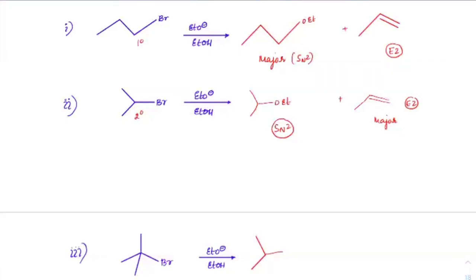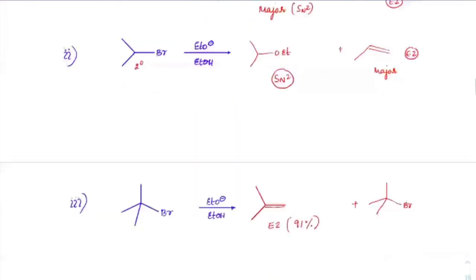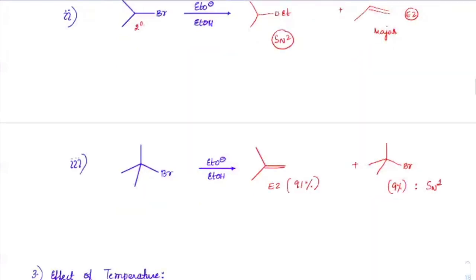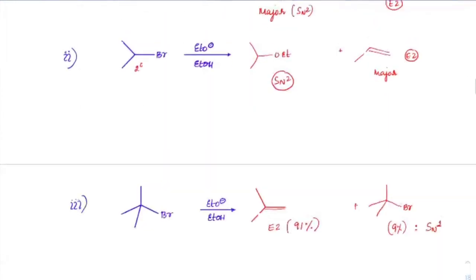is this one, which is the alkene here, the E2 product, and this was found to be 91%, while the substitution product is around 9%. Now you say, sir, but there is no SN2 happening. Yes, you're right, SN2 is not happening, but it is favored by SN1. Here it happens due to SN1. All of you got that?